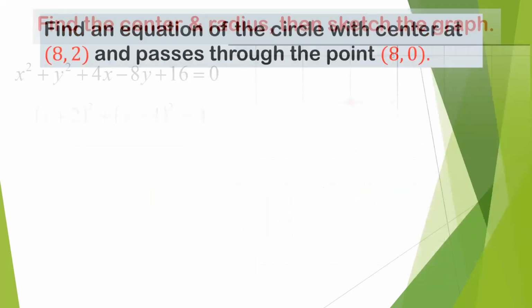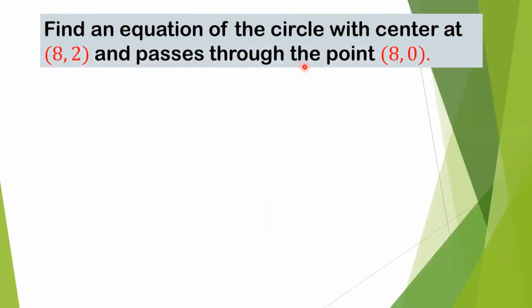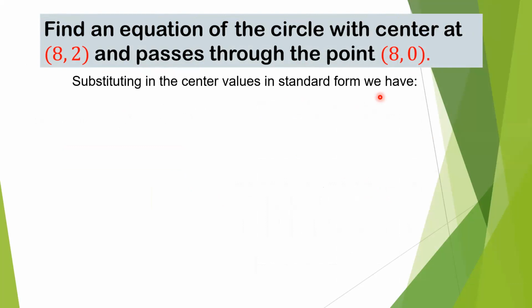Okay. Now, how do we find an equation of the circle with center at 8, 2 and passes through the point 8, 0? So we substitute in the center values in standard form. Okay. So ito po yun, yung center radius form. Since 8, 2 na to, so 8 yung h, 2 yung k. So substitute lang, no? Kasi center na to, so ito na yung h, k natin.